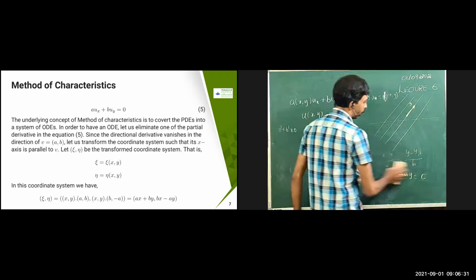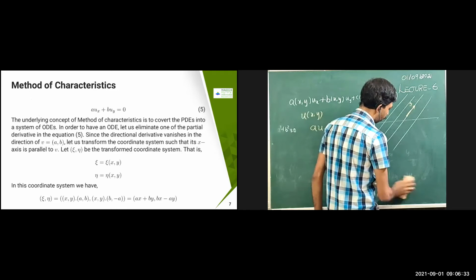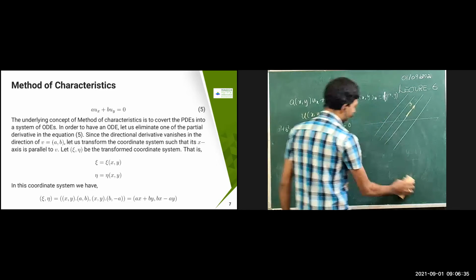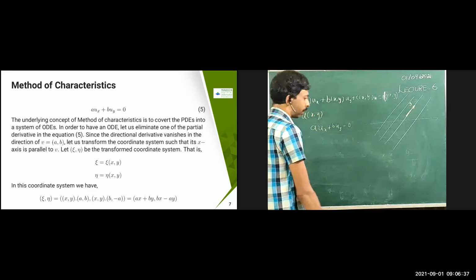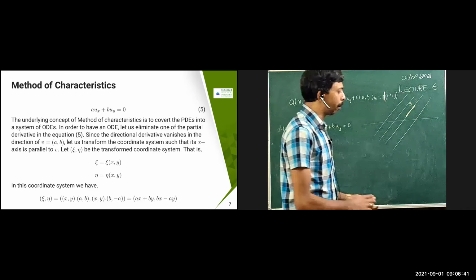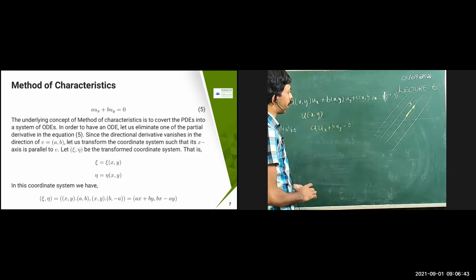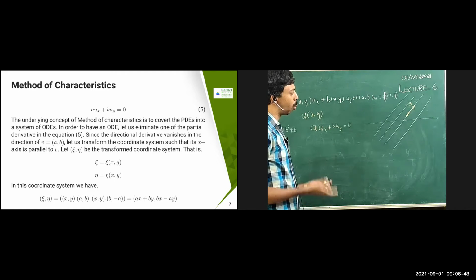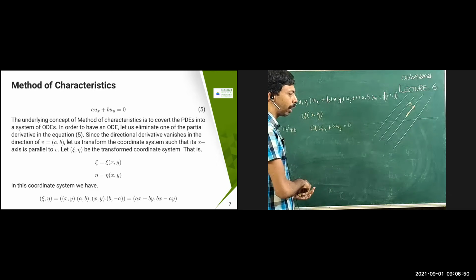What I'm trying to do here is find the directional derivative, which is constant, right? Instead of solving that problem directly, I'm trying to convert this problem into an ODE problem, solve the problem in the ODE domain, and then come back to the PDE domain. That's what I'm going to do.